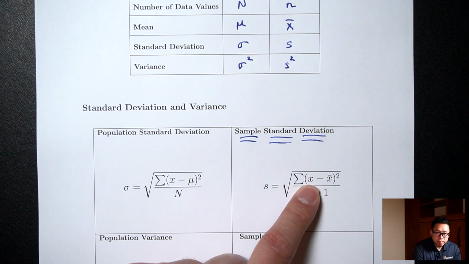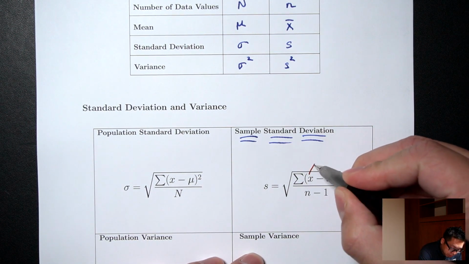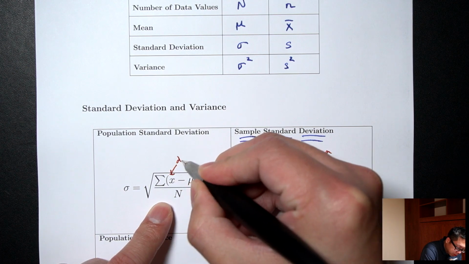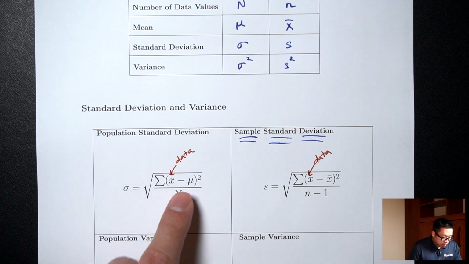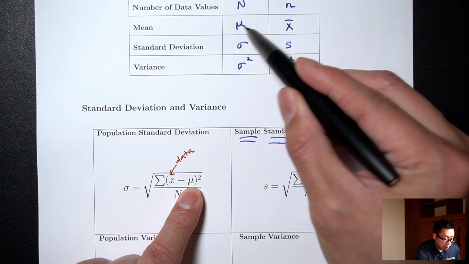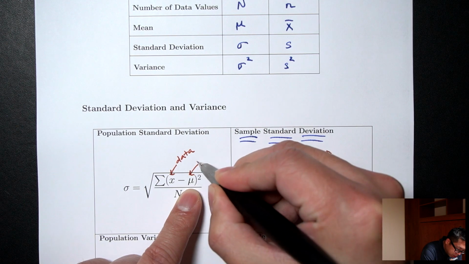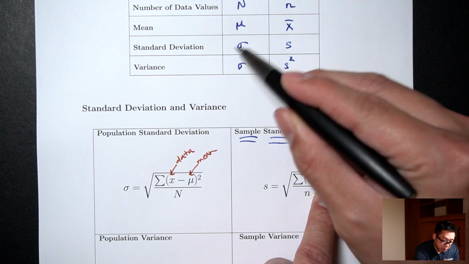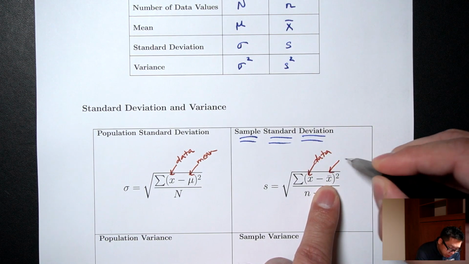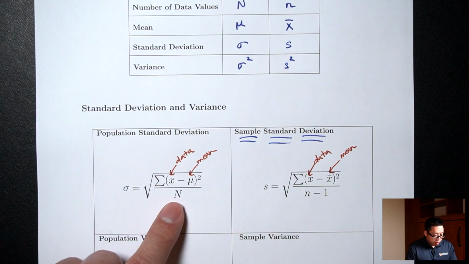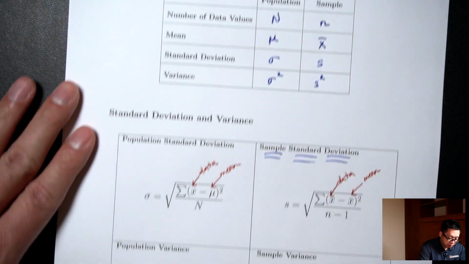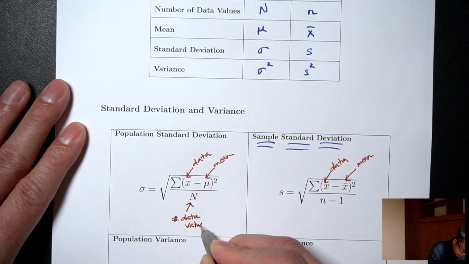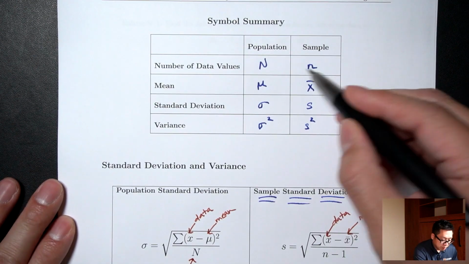Now, the x, little x, that's our data. And that's the same in both. This symbol, which is right here, is the mean. This symbol, which is right here, is also the mean, but it's the sample version of the mean. This n, that's the number of data values. This n is the number of data values.